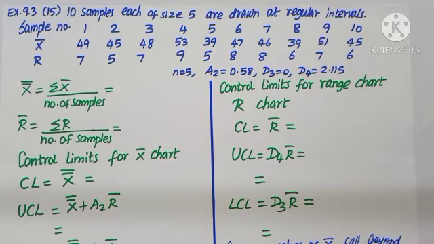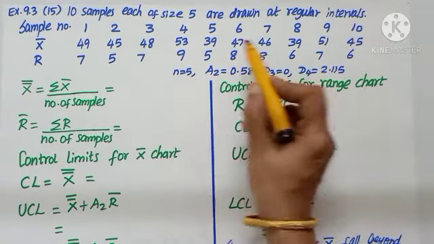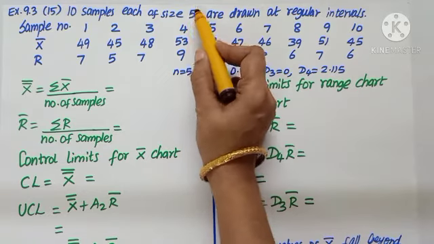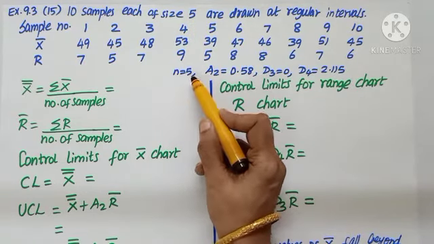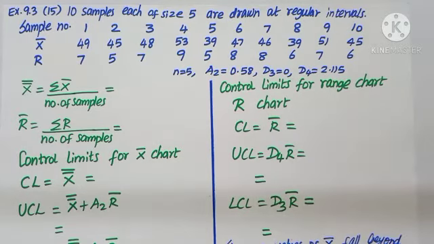Question number 15. 10 samples of size 5 are drawn at regular intervals. Sample number 1 to 10 given. X bar values are given. R is given. When n is 5, this 5 only we mention here. They have given A2, D3, D4 values too.